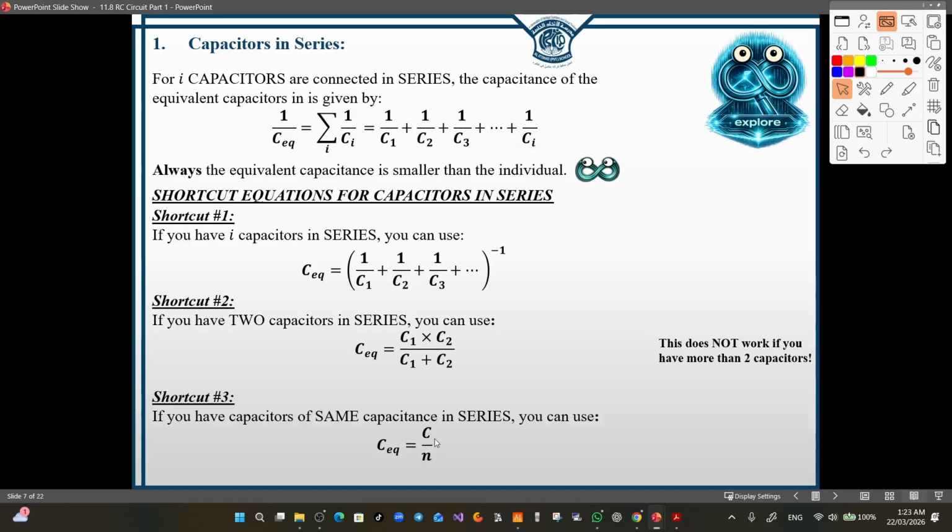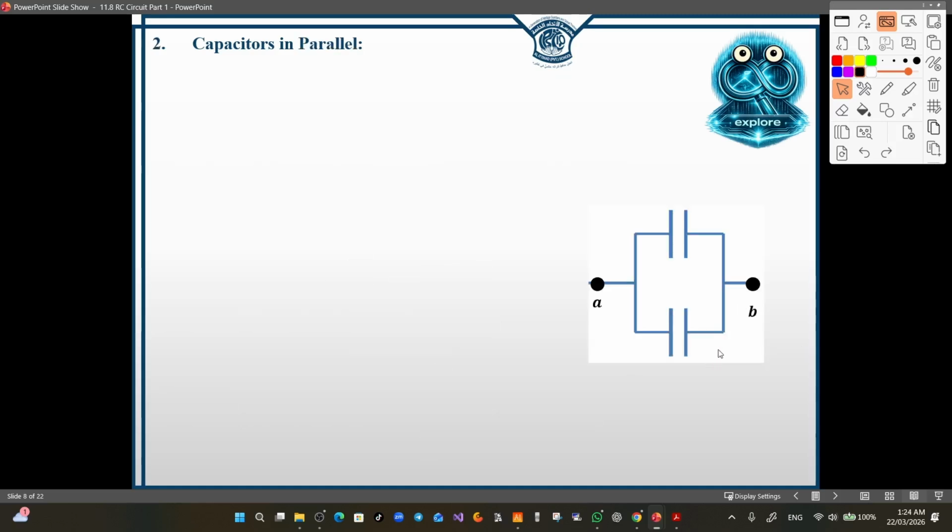So the value of the capacitance over the number of capacitors. Now these shortcuts are the same shortcuts that we used for resistors when the resistors are connected in parallel. Now here we use the same shortcut, but now the capacitors will be connected in series. Now capacitors in parallel, two capacitors are connected in parallel.